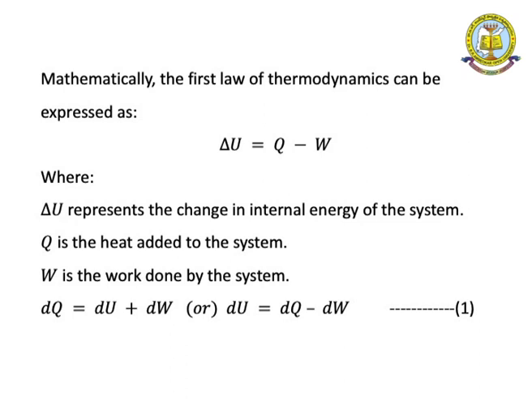Mathematically, the first law of thermodynamics can be expressed as delta U equals Q minus W. Delta U is the change of internal energy of the system, which is the final internal energy minus the initial internal energy, that is, U_f minus U_i. Q is the heat added to the system.